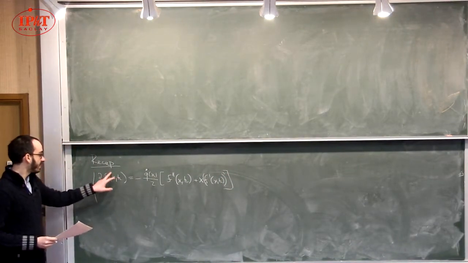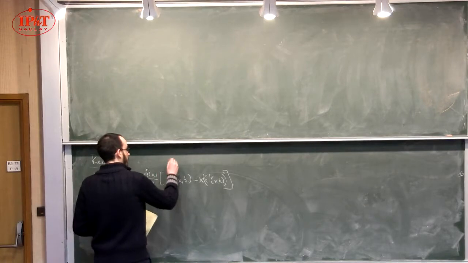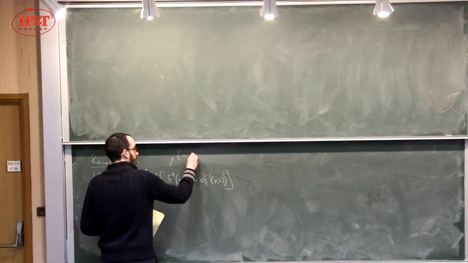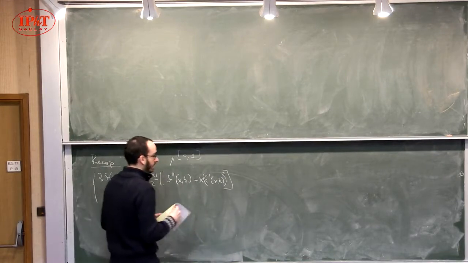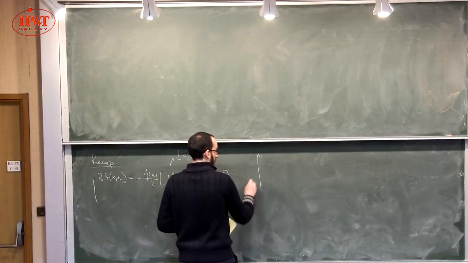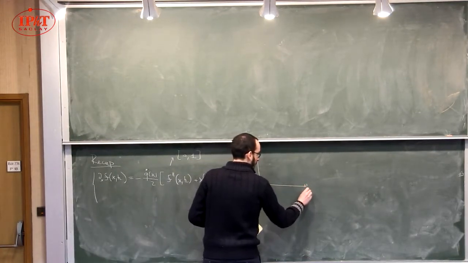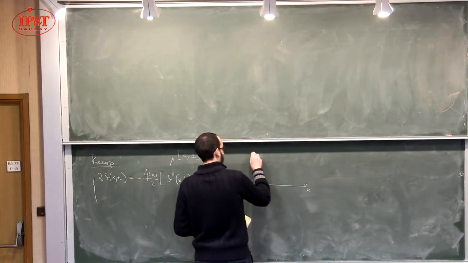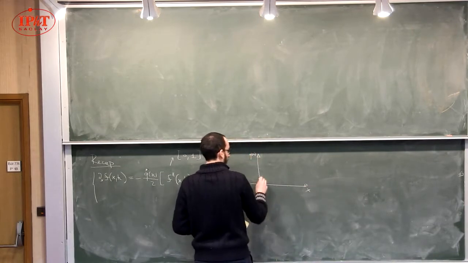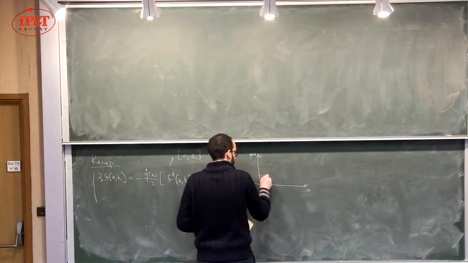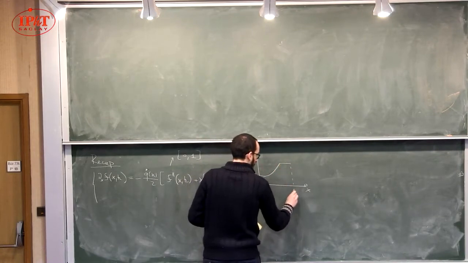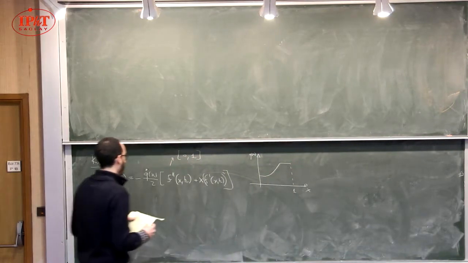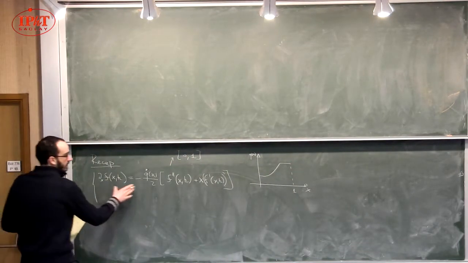This index x runs from 0 to 1, and this function q of x is from 0 to 1. So a generic form will be something like that. Okay. And this equation is very general.